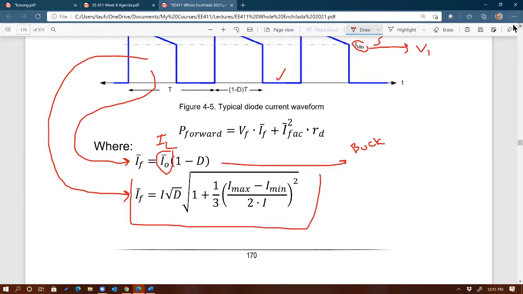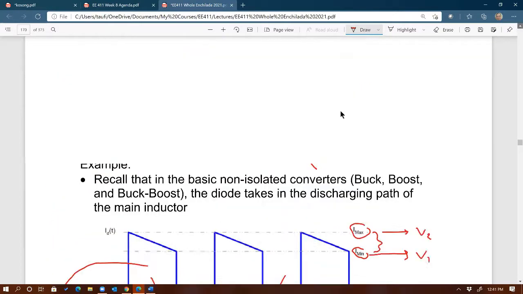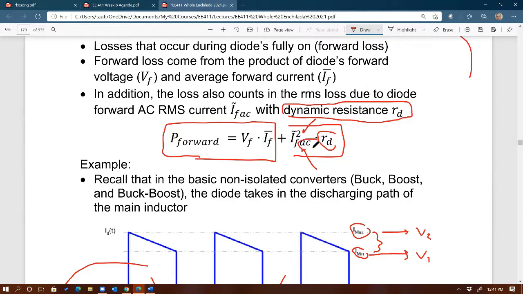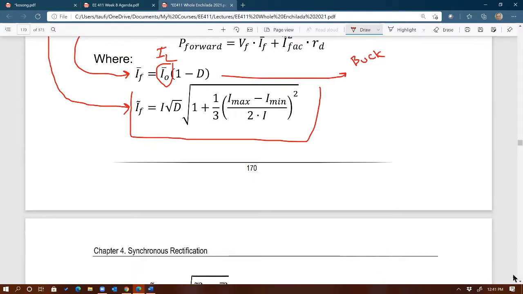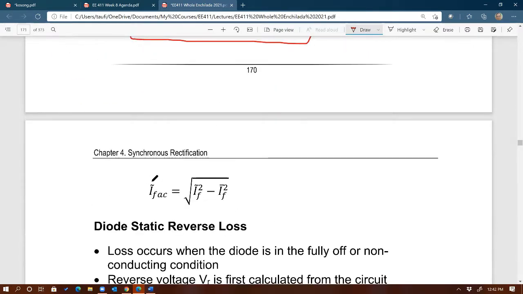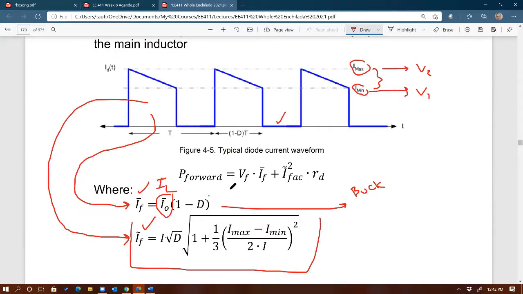But what we are looking for is not total RMS. What we are looking for is AC only. See that subscript AC? So how do you get the AC component only? Again, you learn from EE410 that if you have the DC component of the current and the total RMS of the current, then the AC component can be found using the geometric sum, and then solving for the AC component only. That's how you calculate the AC component of the forward current of the diode. Any questions on this? Not bad, right? Calculating forward loss is not that bad.